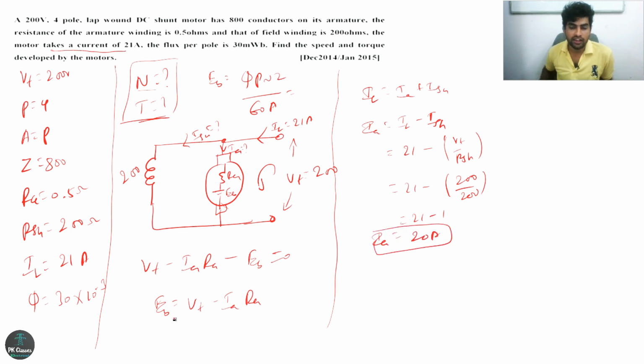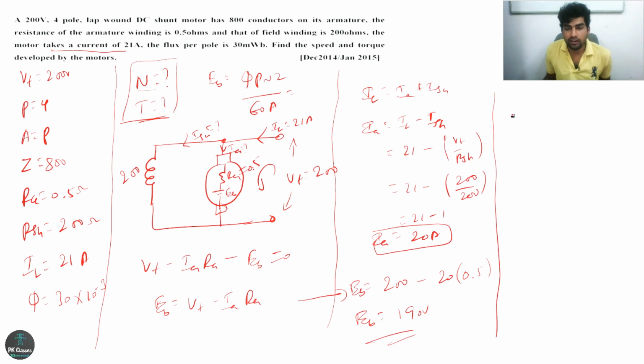Now we can calculate EB. EB is equal to VT, which is 200, minus IA, which is 20, into RA. RA is 0.5, that is given. So EB we got is 190 volts. Now we can calculate speed.